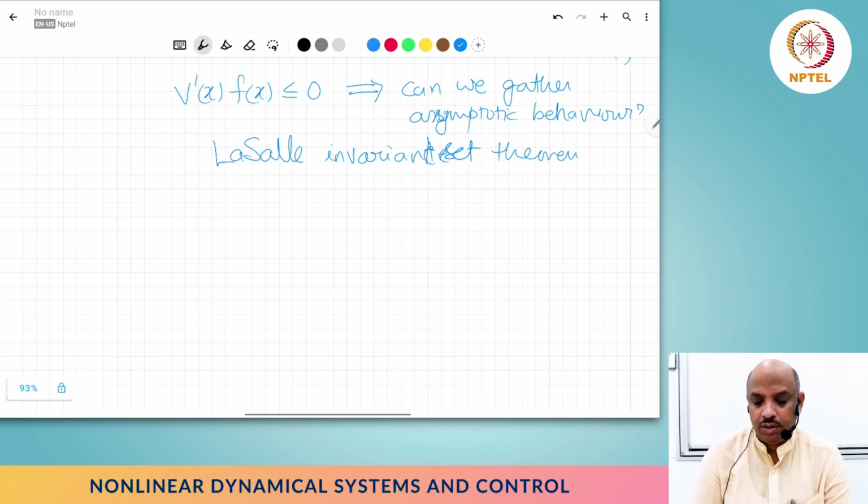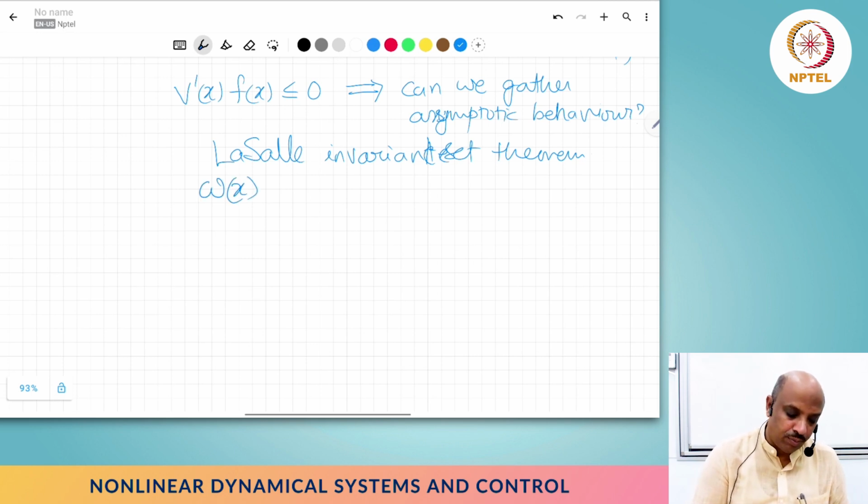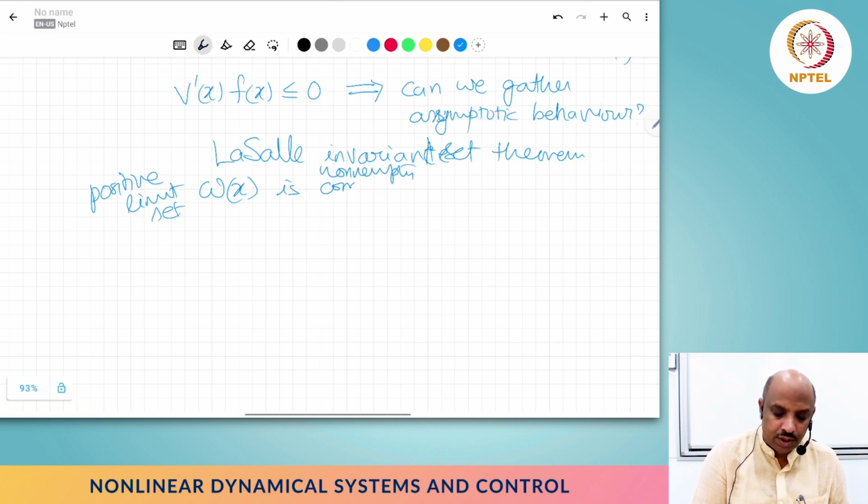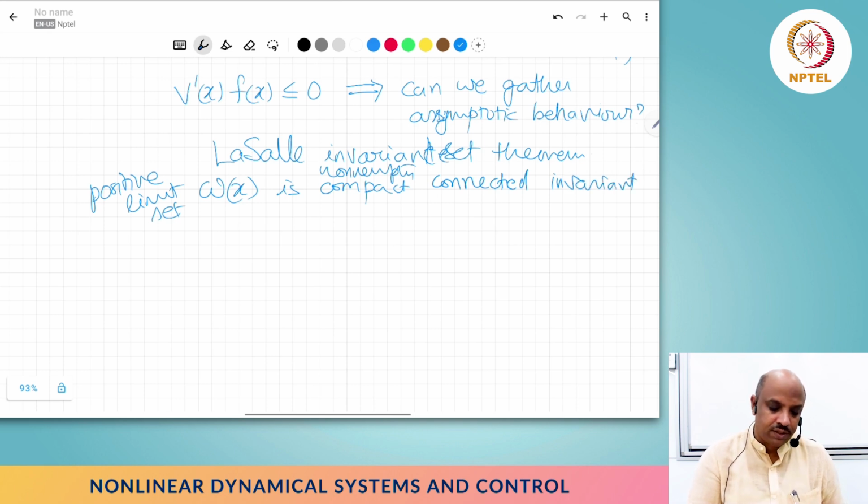Prior to that, without even thinking about any Lyapunov functions, there is a beautiful theorem that says the positive limit set, omega f x, is non-empty, compact, connected, and invariant, right? So knowing this, along with the fact that there is some function which is always decreasing, which is lower and upper bounded, we can conclude many things in terms of global behavior, right?